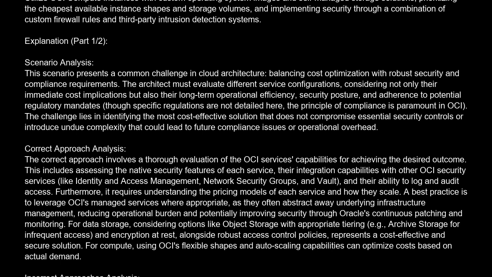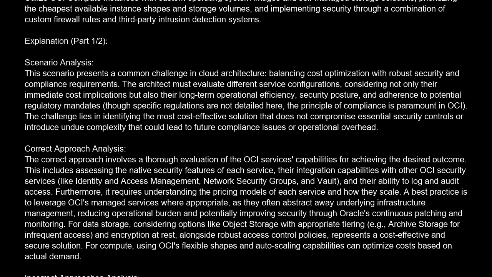Explanation. Scenario analysis. This scenario presents a common challenge in cloud architecture, balancing cost optimization with robust security and compliance requirements. The architect must evaluate different service configurations, considering not only their immediate cost implications, but also their long-term operational efficiency, security posture, and adherence to potential regulatory mandates, though specific regulations are not detailed here.